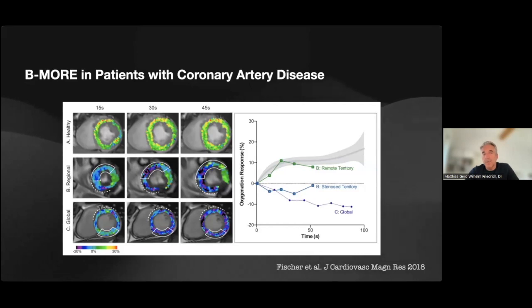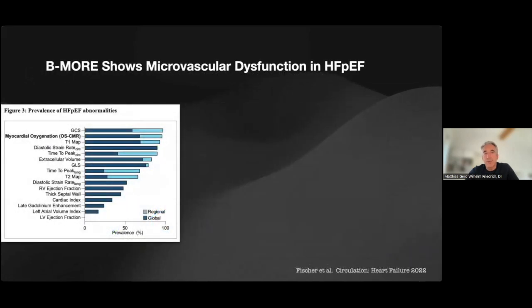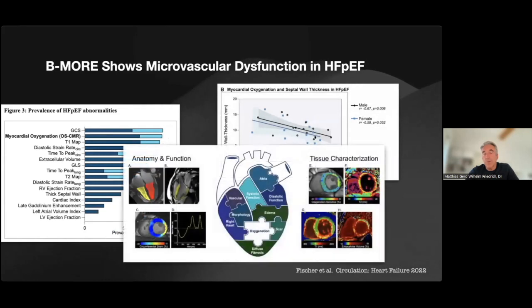The application of this technique is not only confined to coronary artery disease, but also is useful in heart failure. So in this study, myocardial oxygenation problems were almost as frequent as changes of the circumferential strain, and were among the top abnormalities in heart failure with preserved ejection fraction. So if you think about it, in the same scan, you can perform a study of the anatomy and function. In the same images, you can qualitatively and quantitatively assess strain, and you can add tissue characterization. So it's a comprehensive scan that doesn't require any contrast agents.